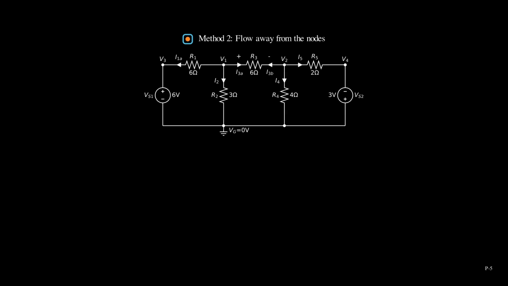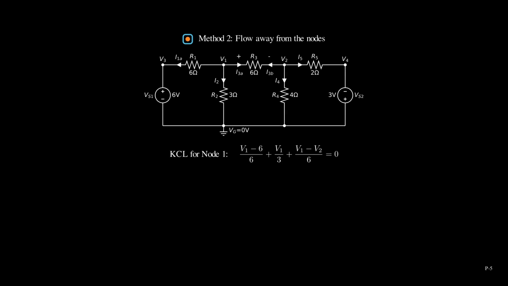Express this equation with V1 and V2. The KCL for node 1 is V1 minus 6 over 6 plus V1 over 3 plus V1 minus V2 over 6. Then the equation equals 0. As can be seen, V1 is leading all the terms, and all terms are added together and equal 0. So, you don't need to worry about which node voltage is leading the term. In addition, you don't need to worry about the sign of the term, for example, entering the node is positive or negative.